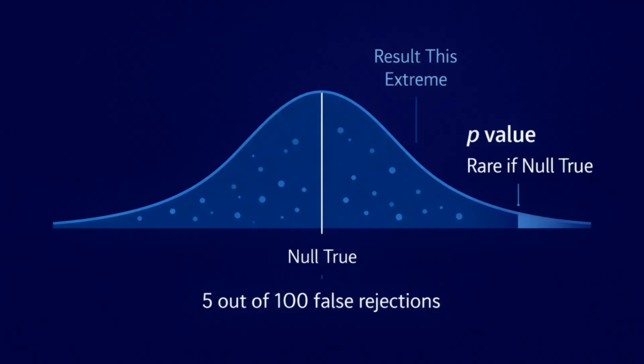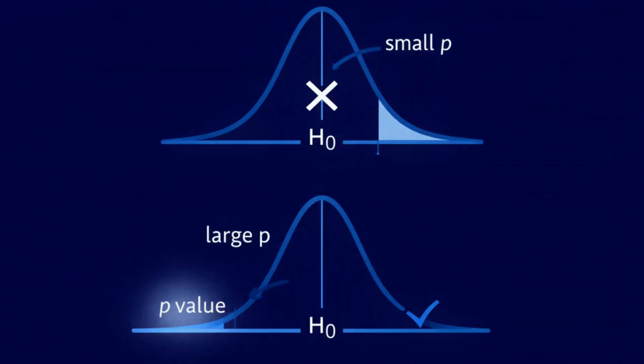The p-value tells us how often we would see a result this extreme just by random chance. It measures surprise. A small p-value means the data would be rare if the null were true. If the p-value is small, the sample result would be unusual under the null hypothesis. That provides evidence against the null hypothesis. If the p-value is large, the sample result is not unusual under the null hypothesis. The data are consistent with the null hypothesis.